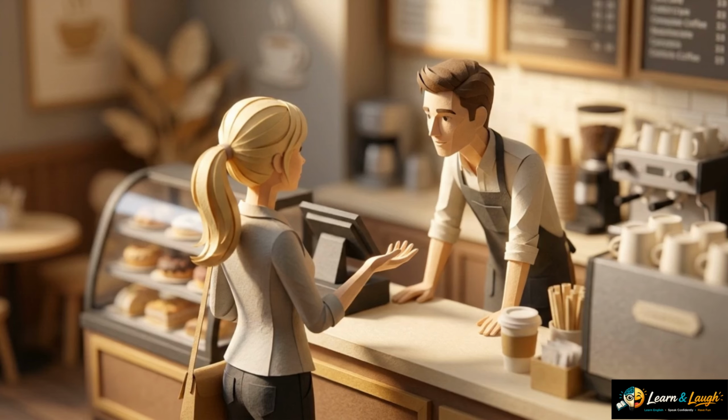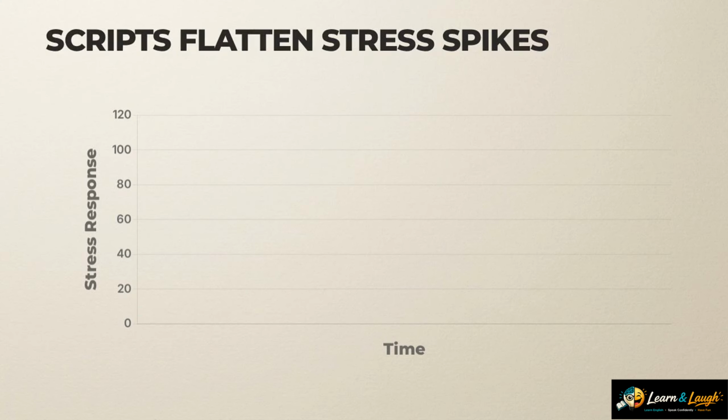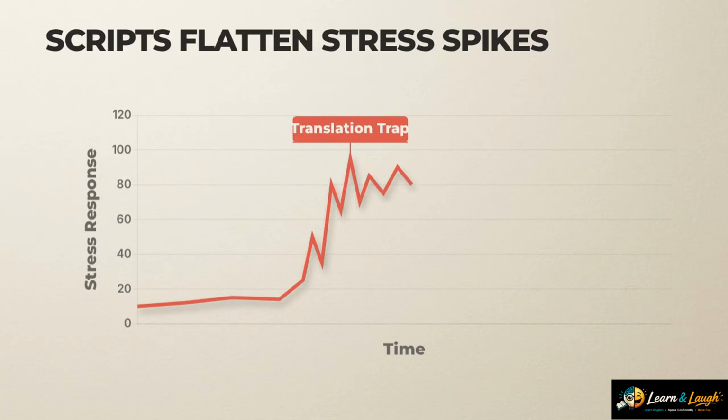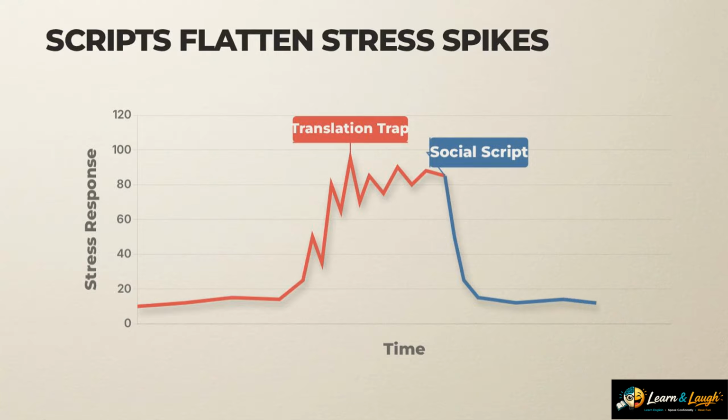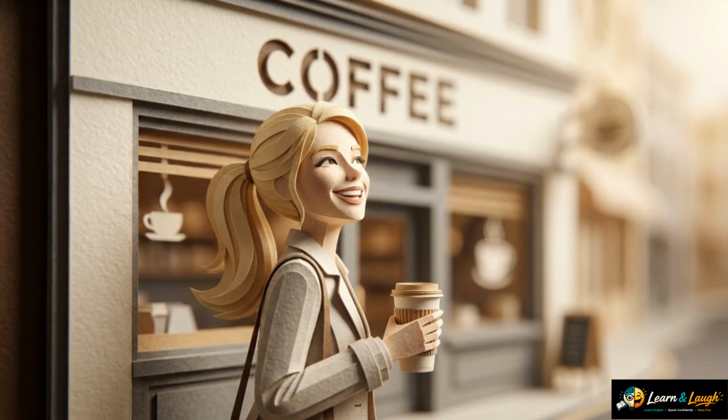Day 4 applies these patterns to low-stakes transactions. Use these same structures in predictable environments, like ordering a drink at a coffee shop. This graph tracks the stress response during social interactions. The spike occurs the moment you have to speak. However, when you insert a rehearsed social script, the stress response is immediately flattened. Mastering these patterns transforms unpredictable social interactions into manageable scripts.